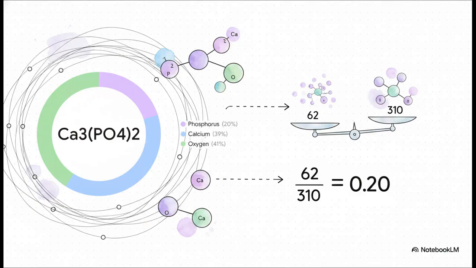Let's see what that looks like in practice with calcium phosphate. Out of its entire molecular weight, which is 310, exactly 20% of that is pure phosphorus. And we find that simply by taking the weight of the phosphorus atoms, which happens to be 62, and dividing it by that total 310. Just like that, it gives us a really concrete ratio to start working with.